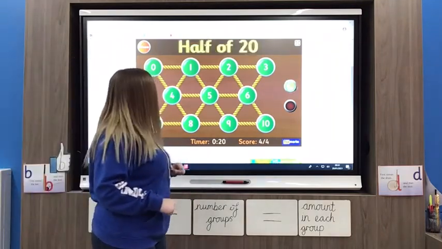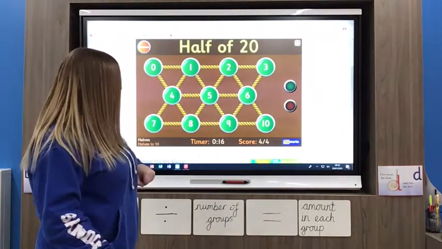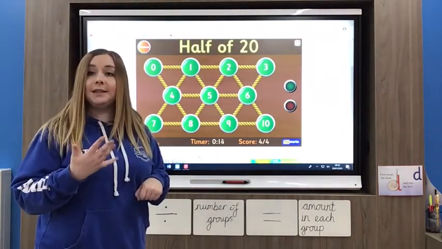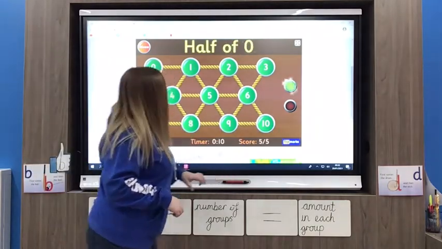7. Half of 20. Let's count in 2s. Might have to be a little bit quicker. 2, 4, 6, 8, 10, 12, 14, 16, 18, 20. 10 times. Okay, we're nearly there.